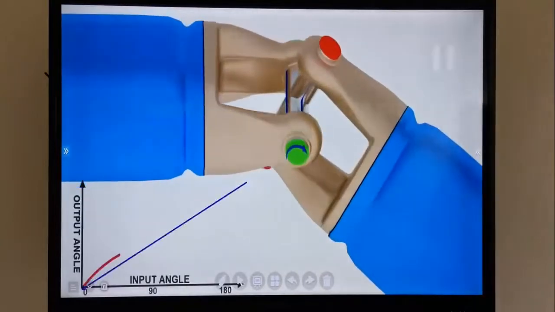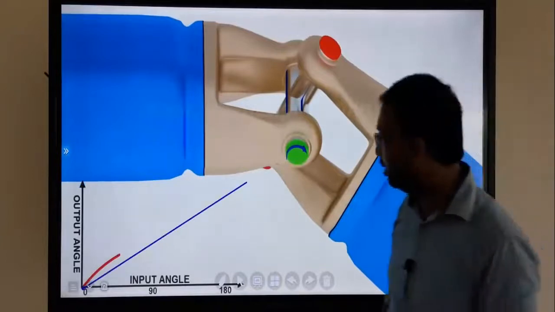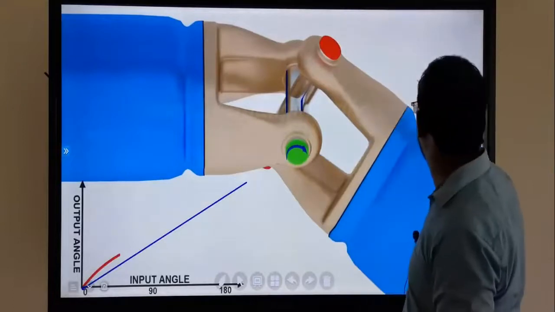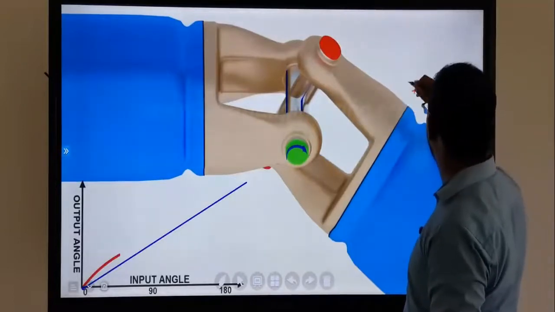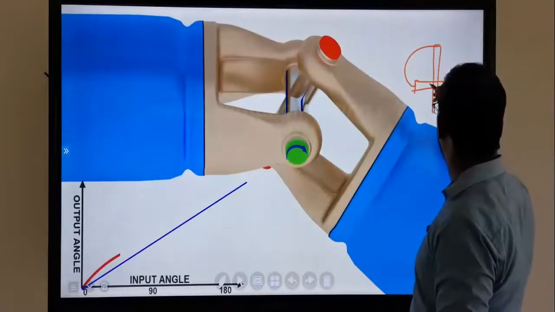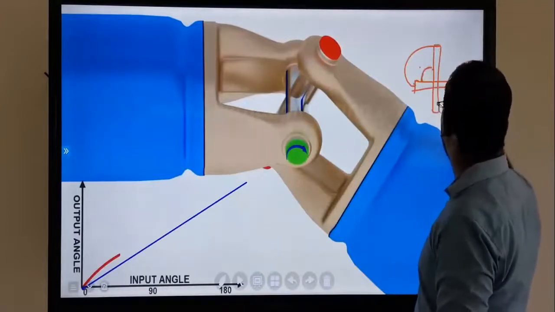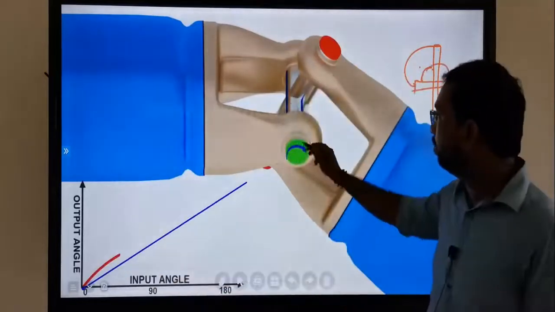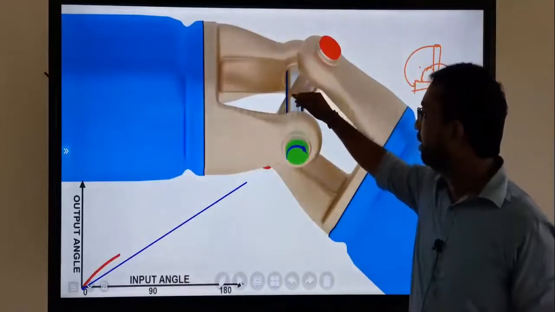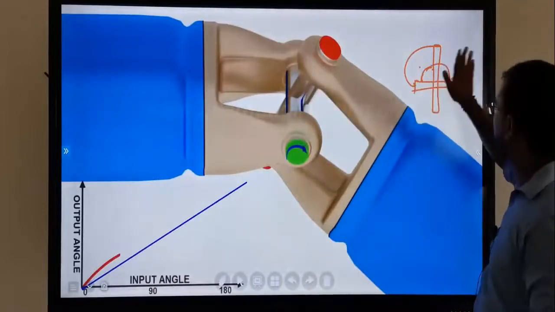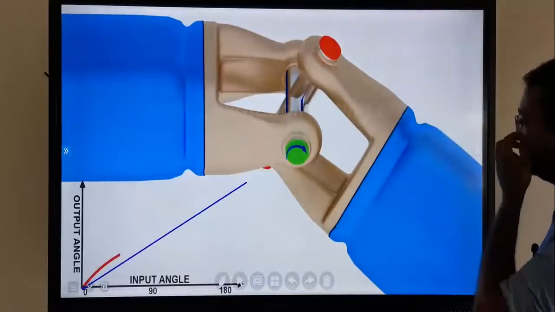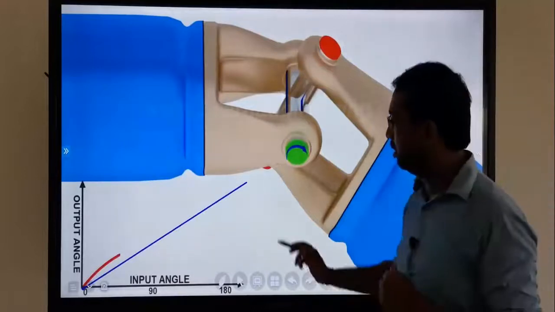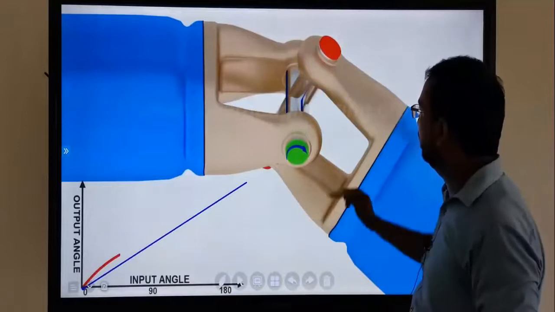So here you can see, however, this green color pin is rotated. First this pin is like this, okay. Then the pin achieves this position here. So 90 degrees. Then the pin comes to this side. So 180 degrees. That is shown here, the input angle of this pin, okay. Here the output is, you can see, at every 90 degrees.